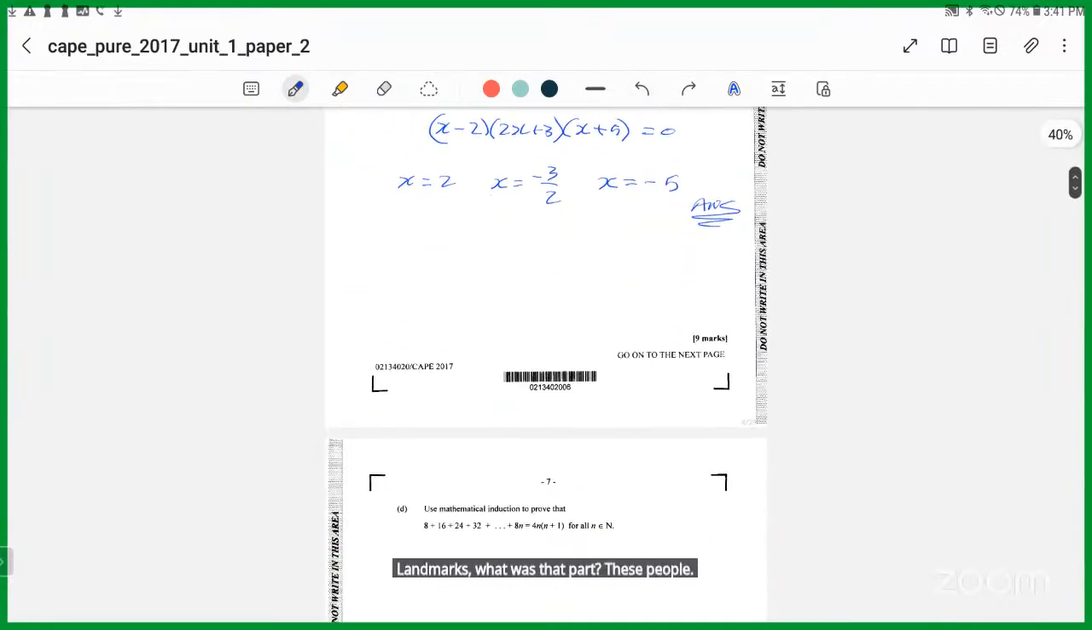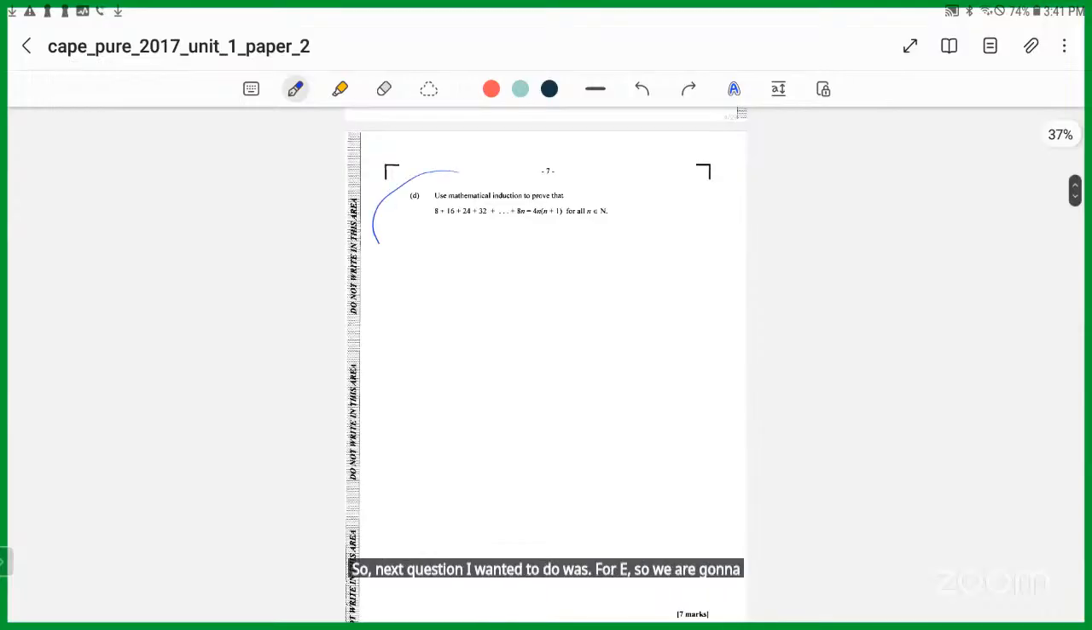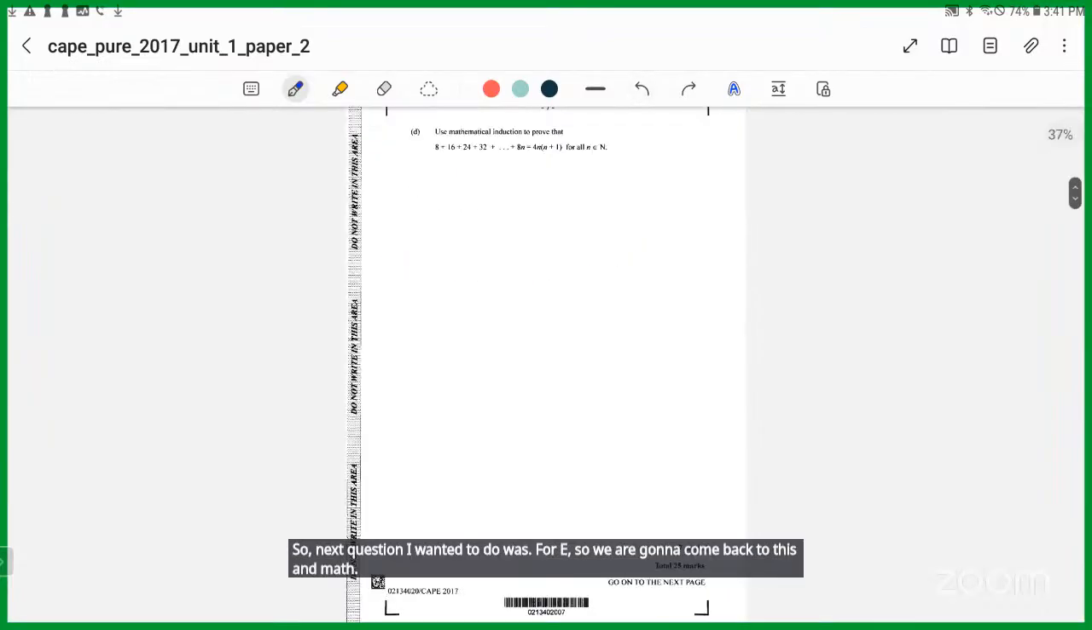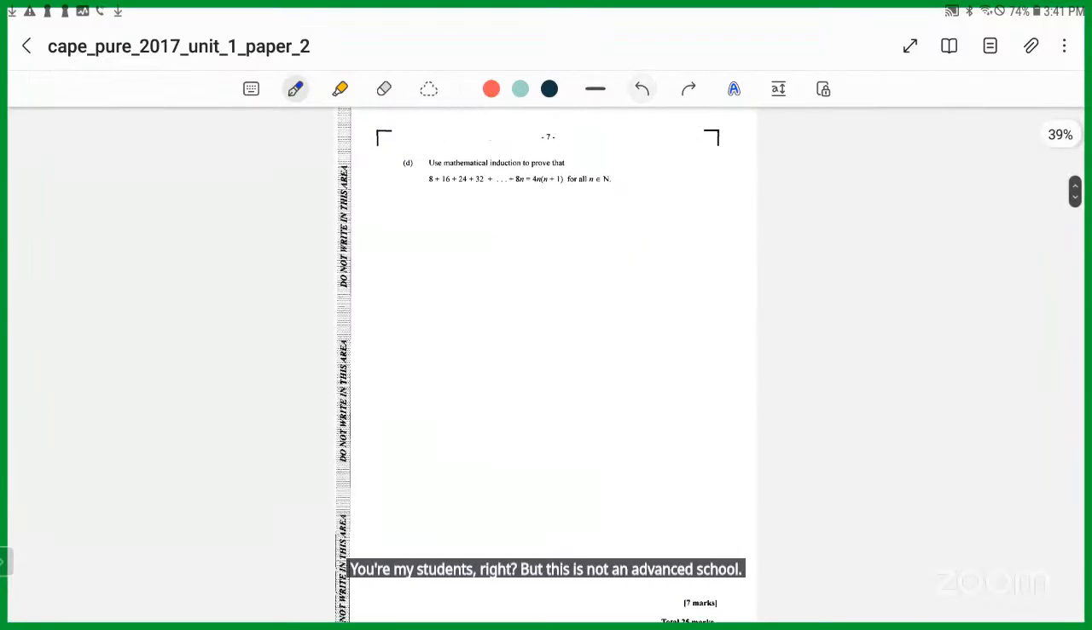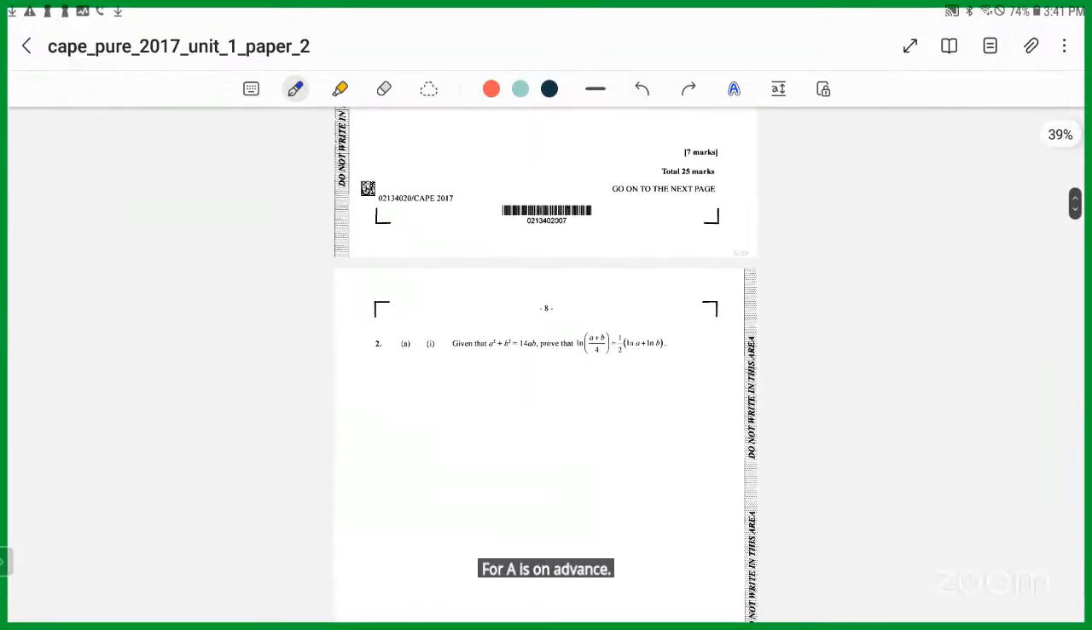Alright. So the next question I wanted to do was 4a. So we are going to come back to this, AdMath and pure math students, right? But this is not an AdMath, it's proof. 4a is an AdMath. No, 2a. Yeah, this is AdMath and pure math.